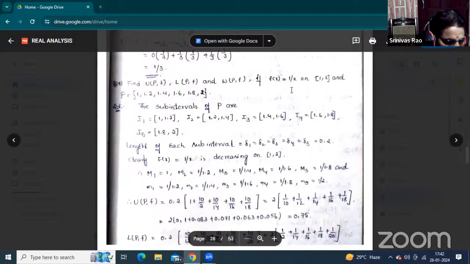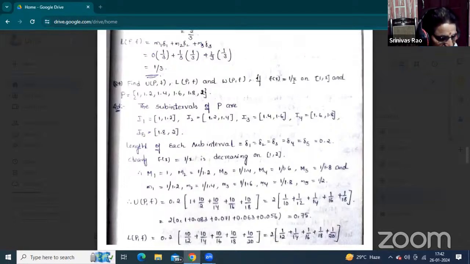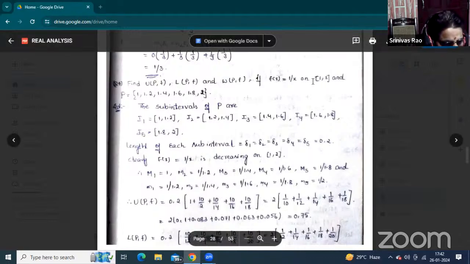Now, the given function is the reciprocal function, that is 1 by x, the inverse of x. Here x is an element of the interval 1 and 2. This is the closed interval. Closed means both the square brackets are closed.